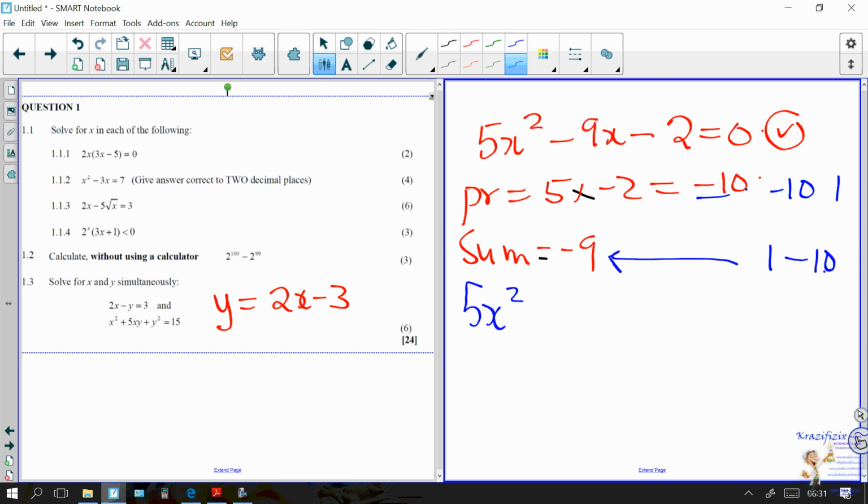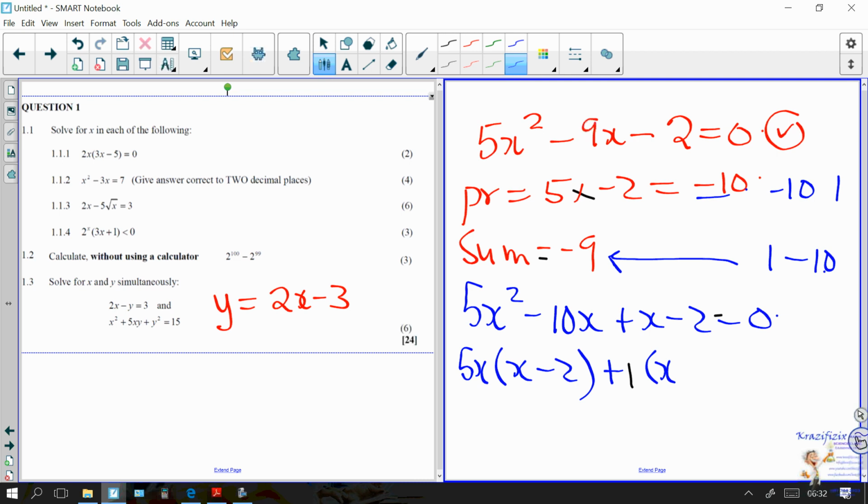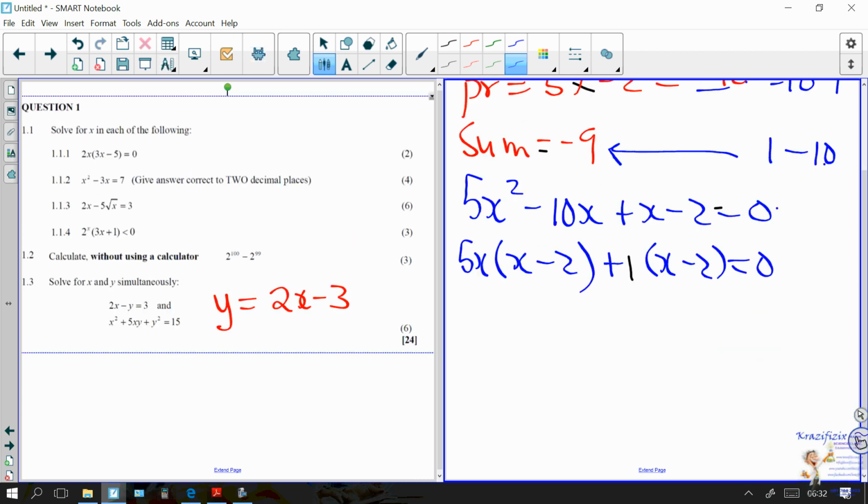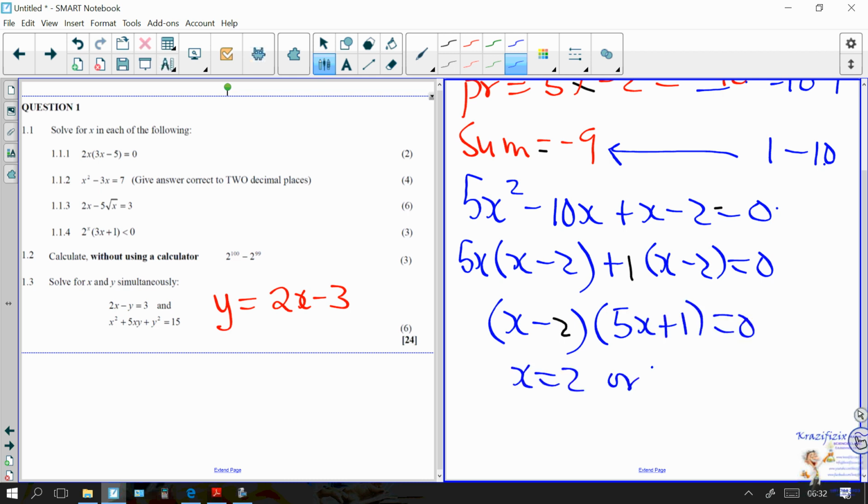5x squared minus 10x plus x minus 2 equals 0. What's common here? 5x. What am I left with? x minus 2 plus 1, x minus 2 equals 0. x minus 2, therefore 5x plus 1 equals 0. x equals 2, or x equals negative 1 over 5.